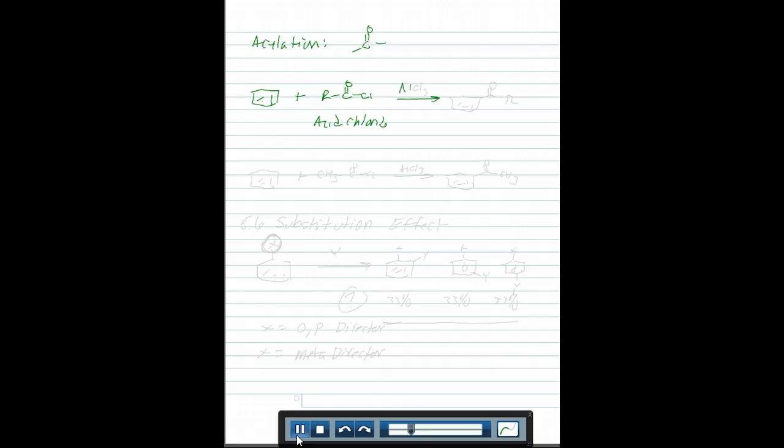Same catalyst, aluminum trichloride, and you attach the carbonyl to the aromatic ring. So it's a ketone, but notice it's a special kind of ketone. It's a ketone that has an aromatic ring. Okay, so again, let's do a real reaction just to give you an example. AlCl3, and you form the methyl ketone. All right, so that is the Friedel-Crafts alkylation and acylation.